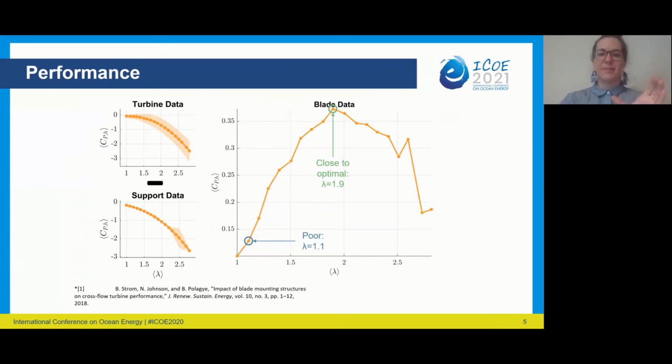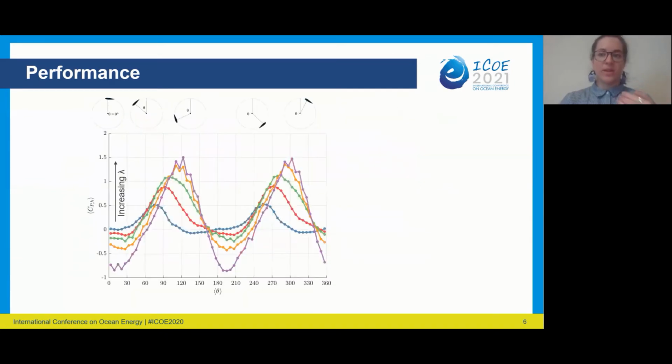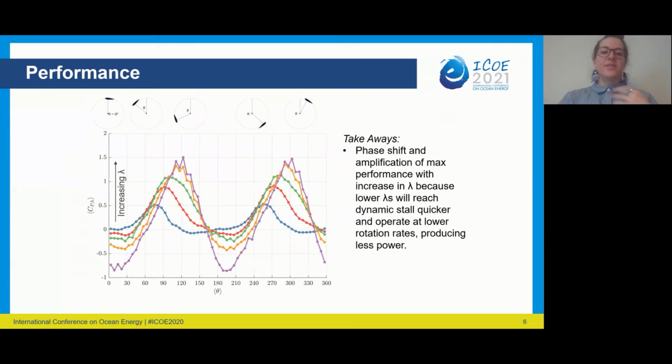So if we take this time average curve and we expand it out into all of the phase averages, we can see that there's a phase shift and amplification of the maximum performance peak with an increase in tip speed ratio. One, because lower tip speed ratios will reach dynamic stall earlier in the cycle, but also because they're operating at lower rotation rates, which means they produce less power. But this doesn't exactly clearly explain the differences in the minimum performance regions.